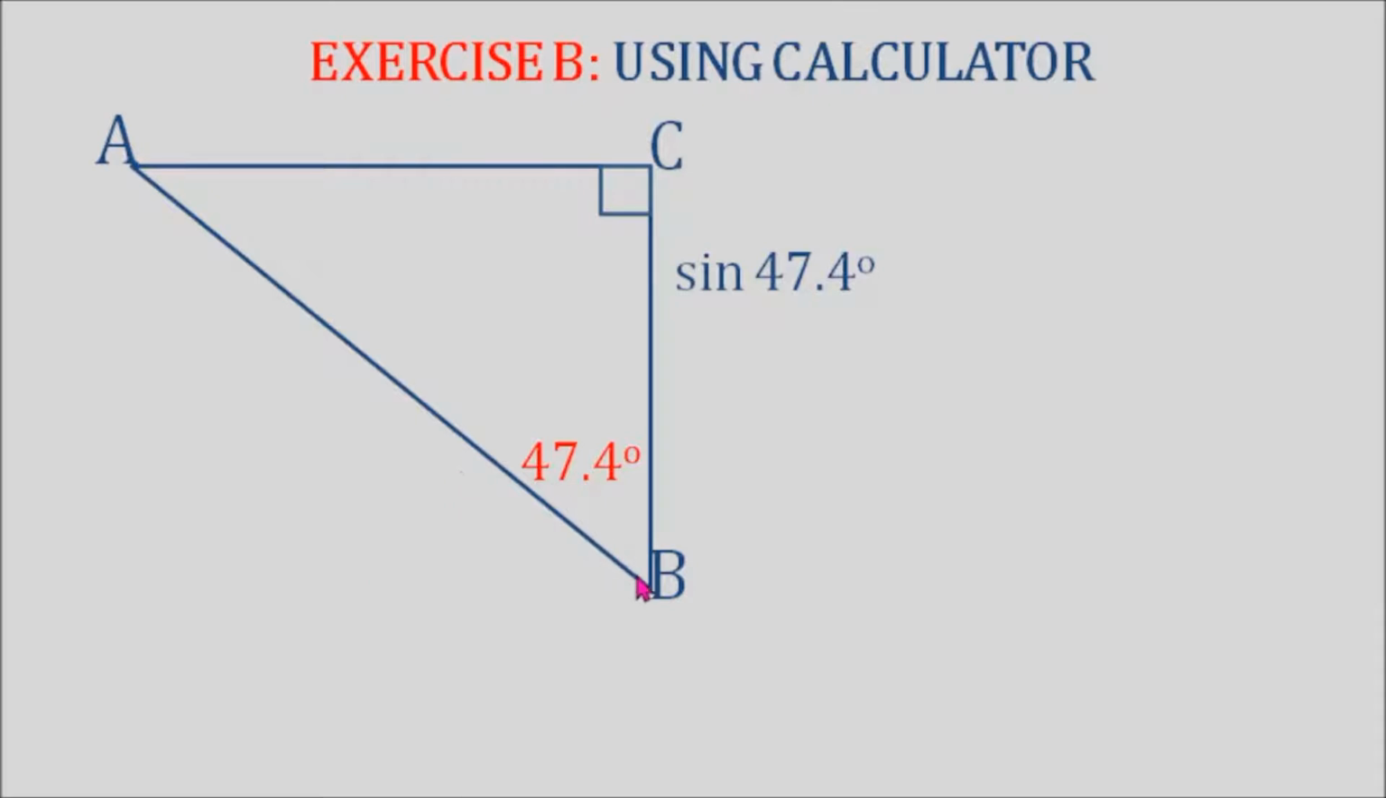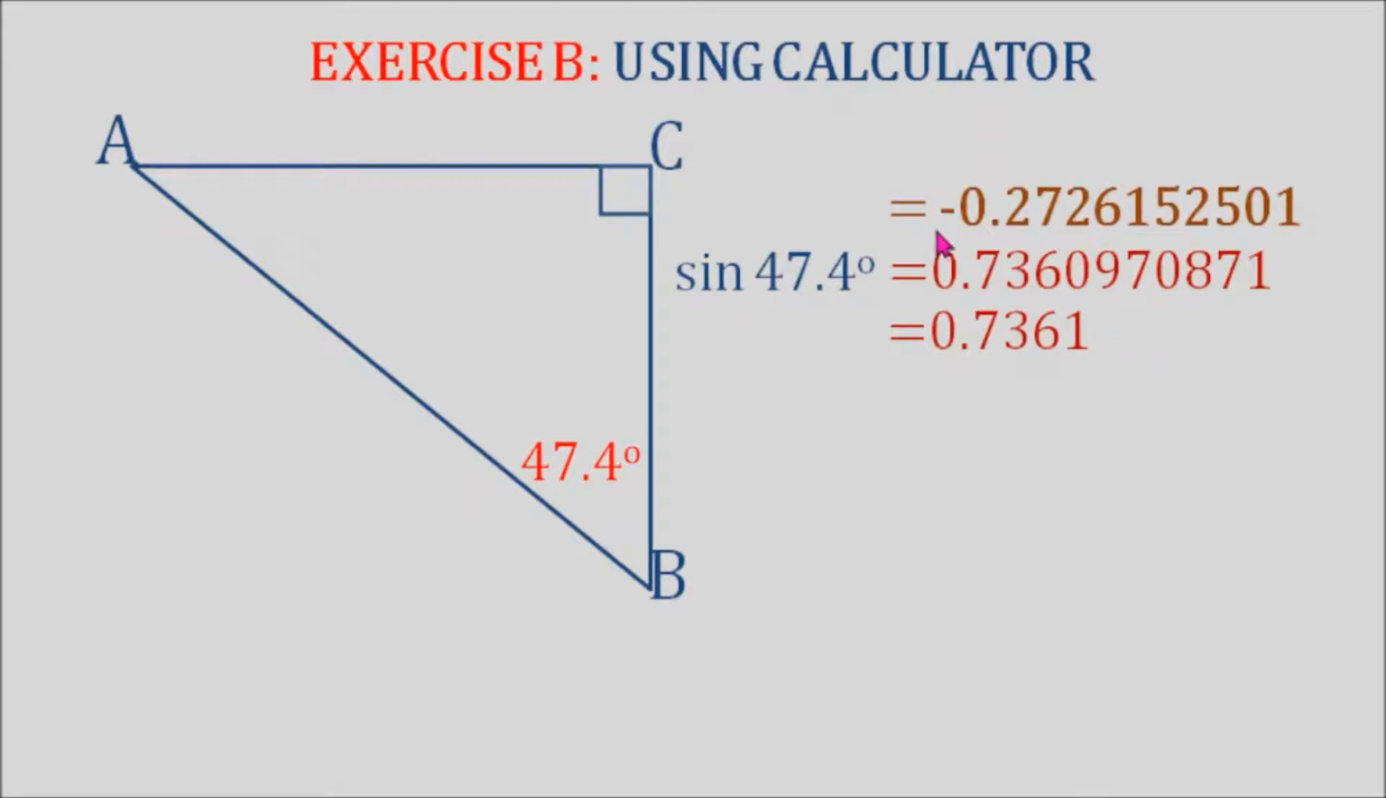Suppose the measure of angle B is 47.4 degrees. What is sine 47.4 degrees? So using our calculator, we press sine and enter 47.4, and we don't need to press the degree symbol. Our calculator will give us 0.7360970871. Usually, we will be asked to round our answer to 4 decimal places. So rounding this number to 4 decimal places, it's 0.7361.